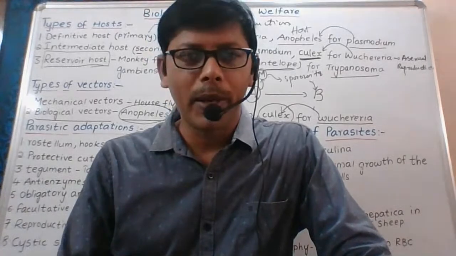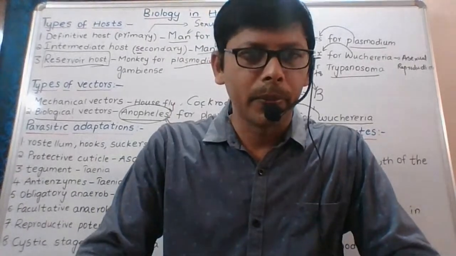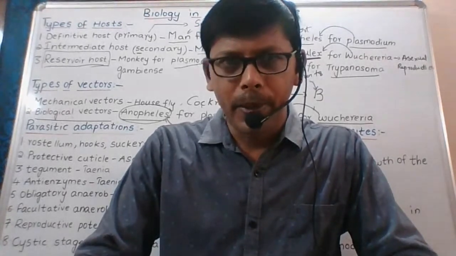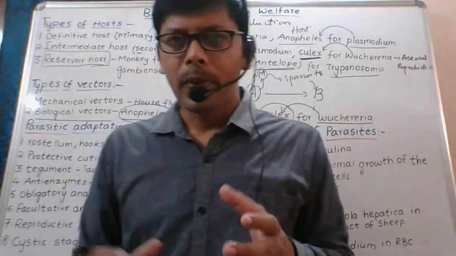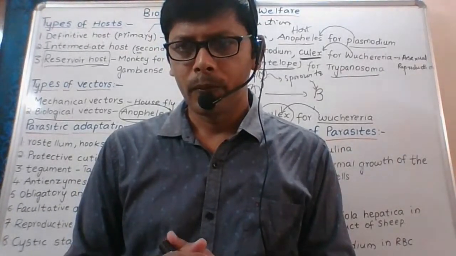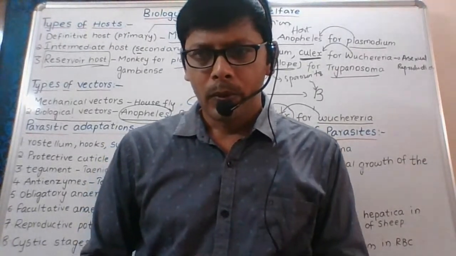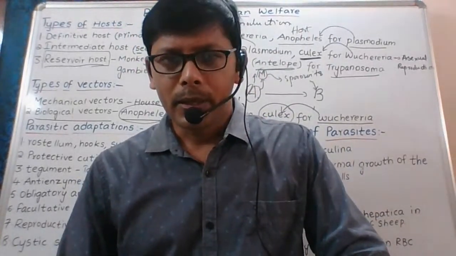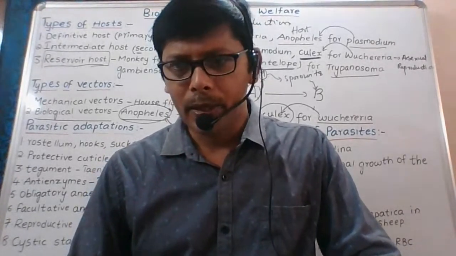What is the mechanical vector? What is the vector for typhoid disease? Typhoid disease vector evaru? Typhoid is transmitted by housefly. Typhoid is transmitted from one person to another person by housefly. Here the vector is housefly, right?